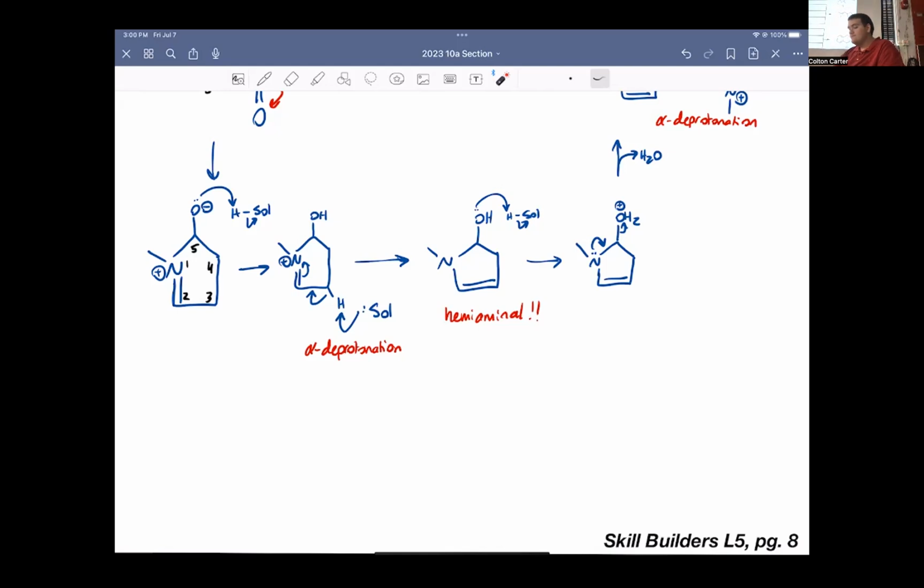Last one together. So what functional group's in the product? In the product. In the product.